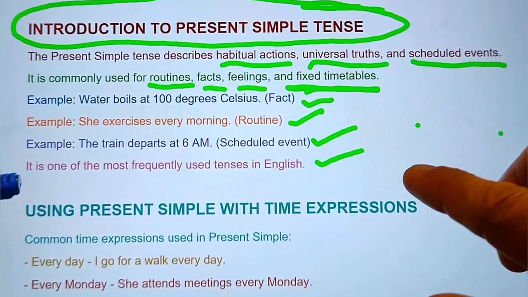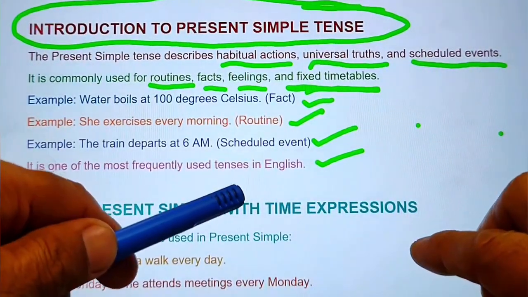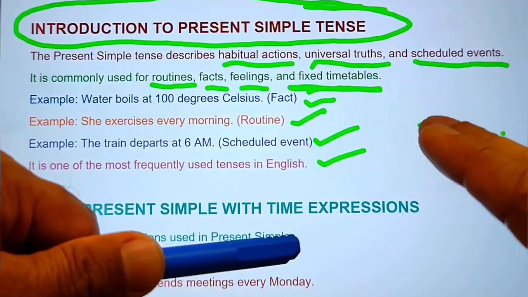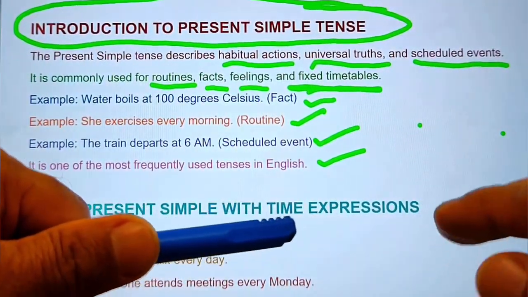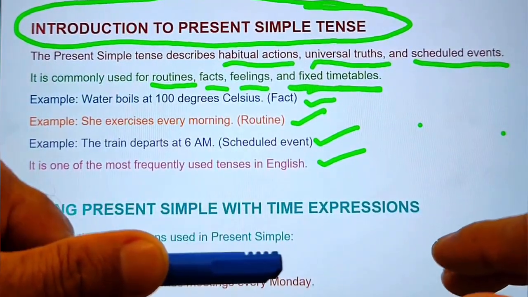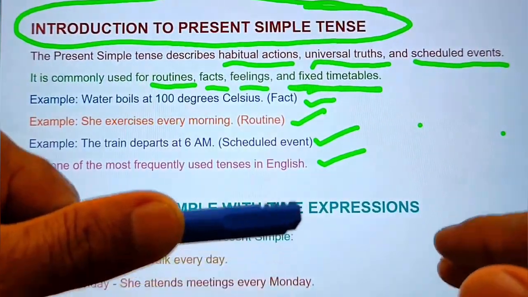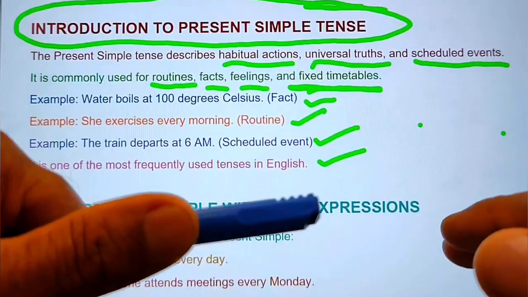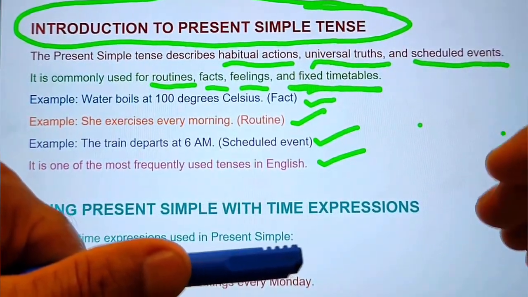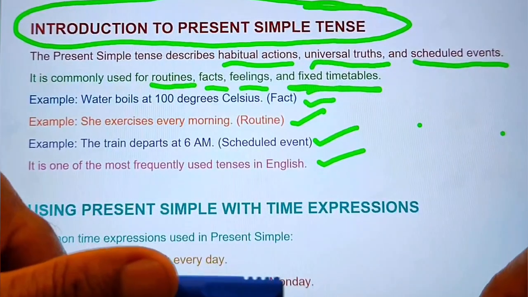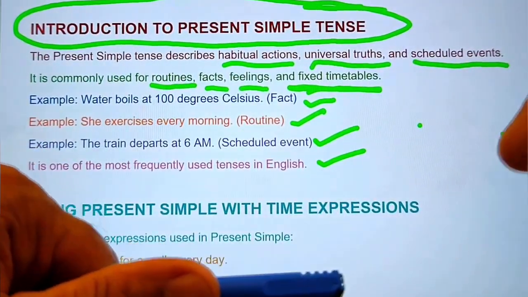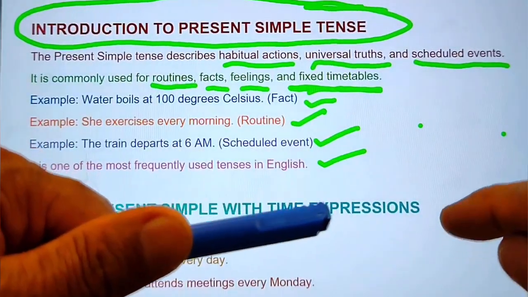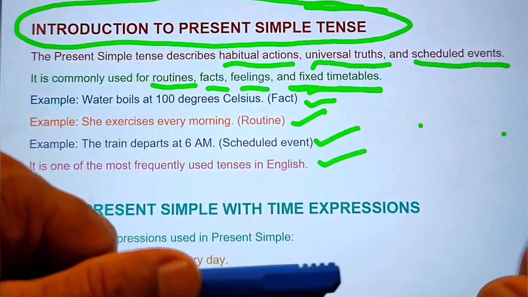It is one of the most frequently used tenses in English. If we learn this simple present tense, then we understand most of English grammar, because we use this tense every day and every time while we are talking, reading, communicating, and having conversation. We use this tense everywhere, every time. So this is the most used tense in the English language.